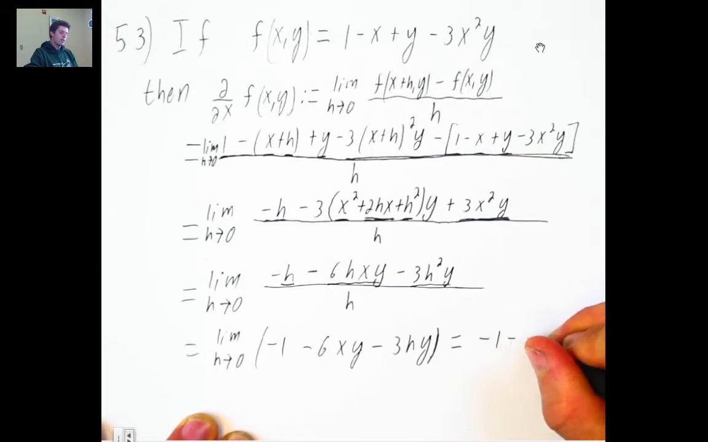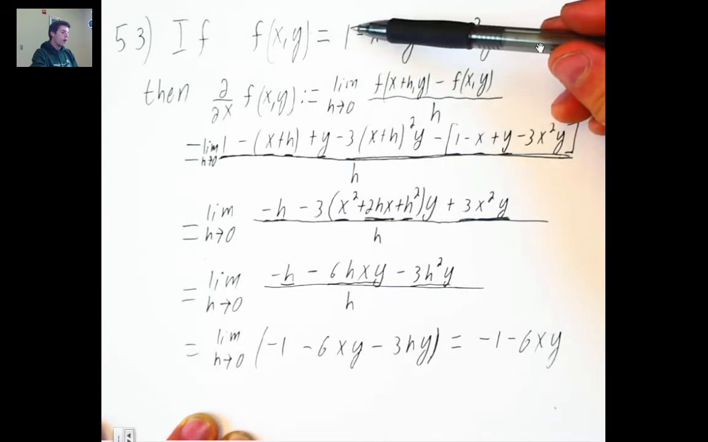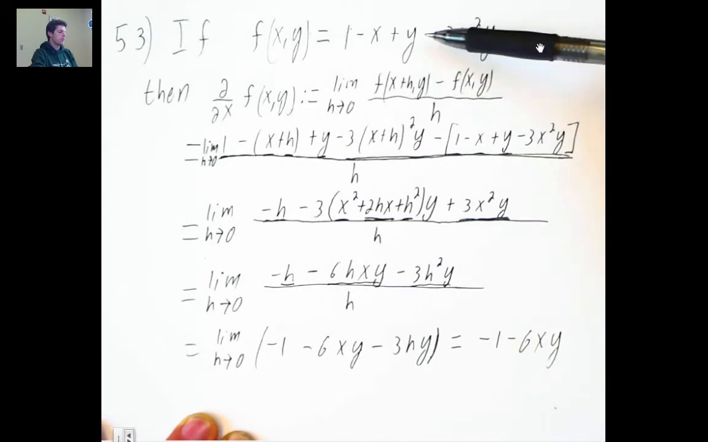Negative 1 minus 6xy. And let's take a look at what we're calculating. The derivative of this with respect to x. Right, the derivative of 1 is 0. The derivative of negative x is negative 1. That's where we're getting this. The derivative of y is 0, so we don't get a term for that. And the derivative of negative 3x squared times a constant y is negative 6x to the first power, and that constant y is still sitting there. Everything worked out just the way we thought it would.